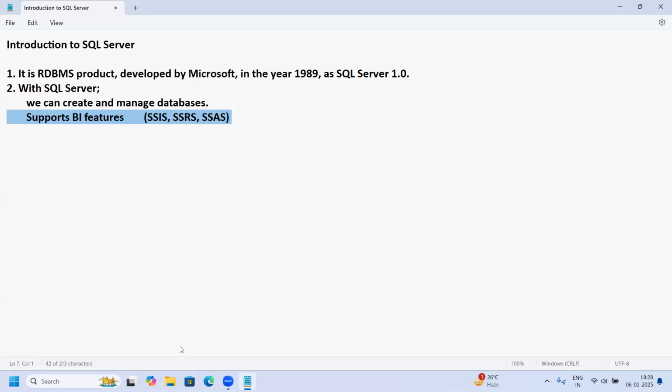Who creates and manages databases? Obviously, developer and DBA, both. Developer and administrator will both take care of the first task. And for business intelligence, a separate team will take care of the BI features. If someone asks why SQL Server, or what is the role of SQL Server, this is the answer for that.